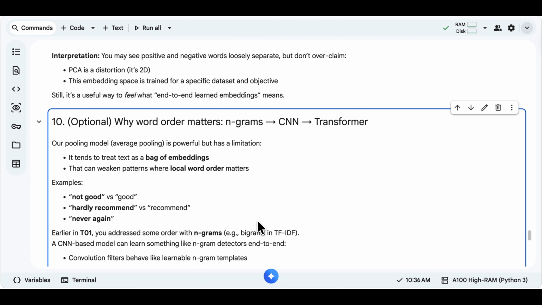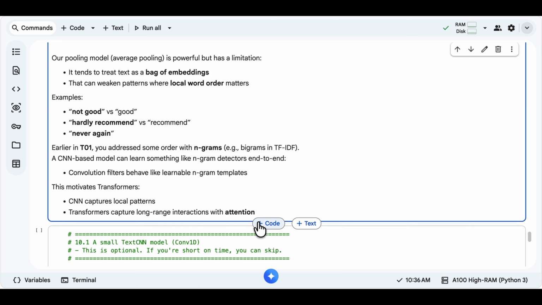The simple pooling model averages embeddings, so it treats the document a bit like a bag of learned word vectors. That means local word order can be weakened. Phrases such as not good, hardly recommend, or never again depend heavily on order and context. Earlier in the course, bigrams helped with some of this. A convolutional neural network, or CNN, can learn local phrase detectors directly from the sequence. Transformers push this further by letting each token attend to other relevant tokens across the sequence, not just nearby words.